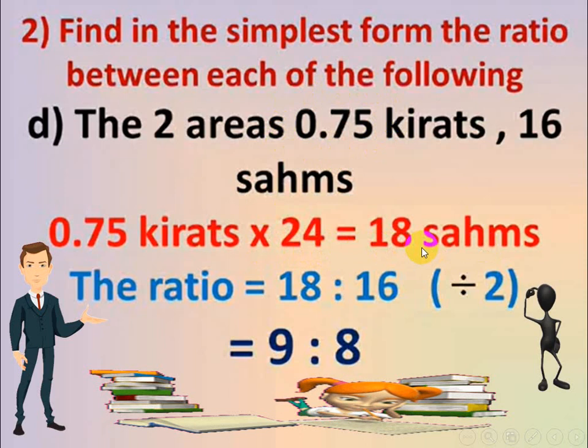So the ratio now is 18 sahms to 16 sahms. 18 and 16 are even numbers. They are divisible by 2, and by 2 only. So we'll write divided by 2. 18 divided by 2 equals 9. 16 divided by 2 equals 8. 9 and 8 are in the simplest form. So the ratio now will be 9 to 8.